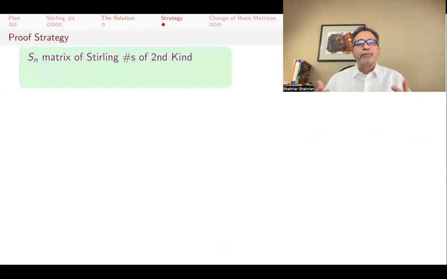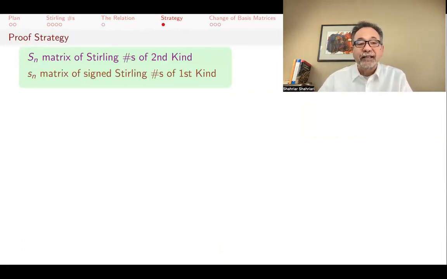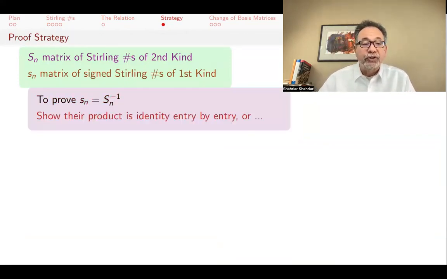Okay, so now how are we going to ever prove that these two matrices are inverses of each other? So S_n is going to be the matrix of Stirling numbers of the second kind, and little s_n is going to be the matrix of signed Stirling numbers of the first kind. And we want to prove that these are inverses of each other. And you can do that by showing that their product is the identity matrix entry by entry. And you can actually do that.